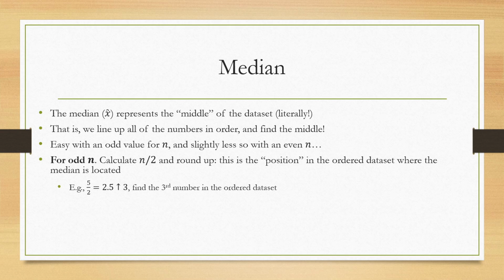Oh man, I even have an example here. So this is with 5, at least it's with something different. If I've got 5 numbers in my data set, I'd calculate 5 over 2, 2.5, round up to 3, and then I would go to the third number in the ordered data set. Remember that second bullet point, we line up all the numbers in order, so I'd go to the third number in the ordered data set. And again, it's that third number.